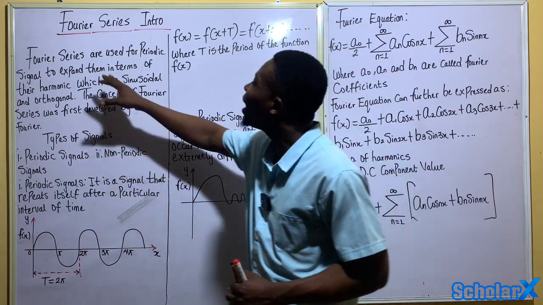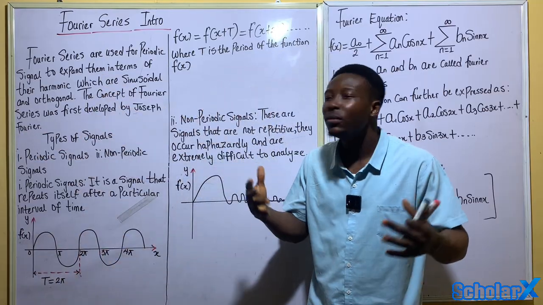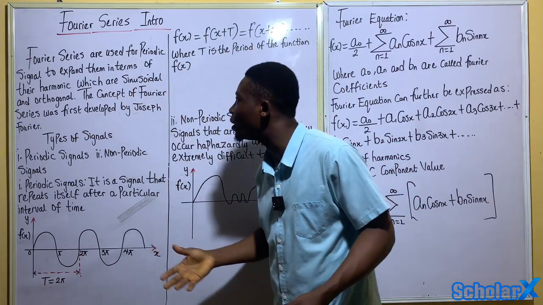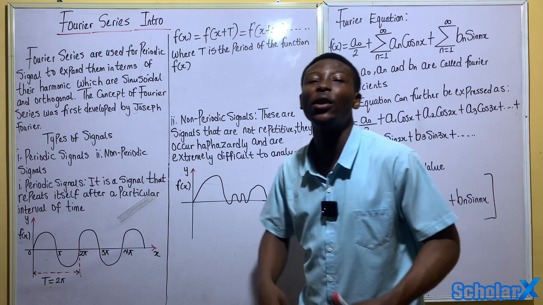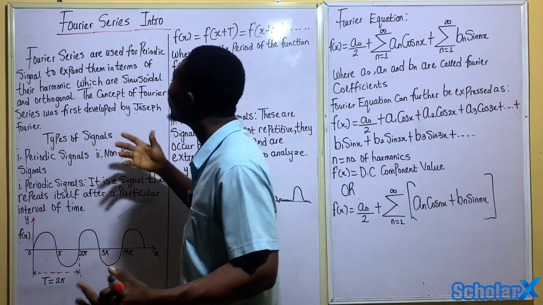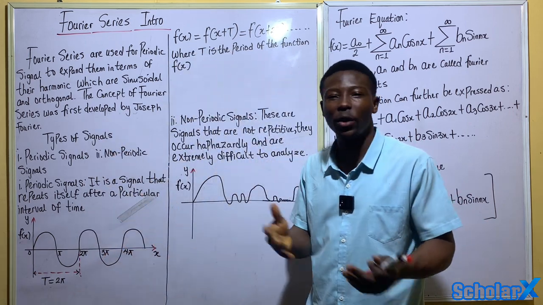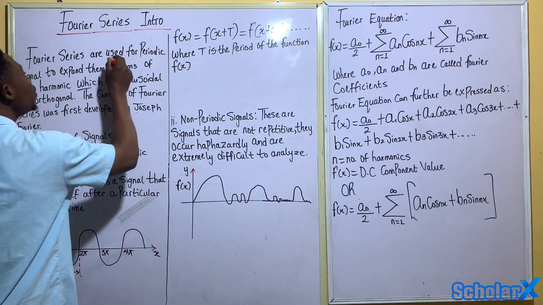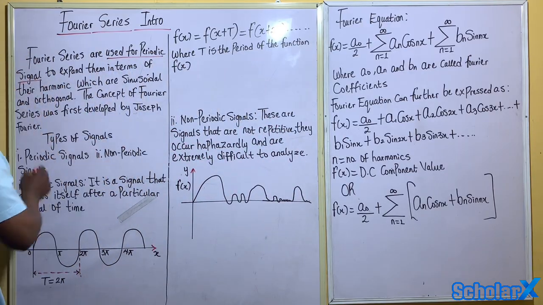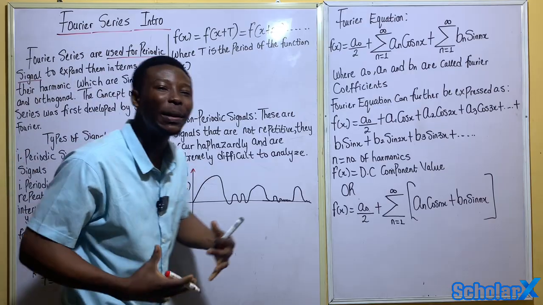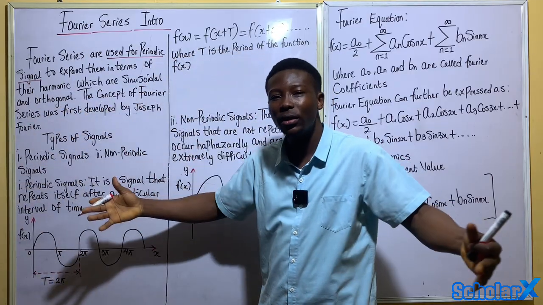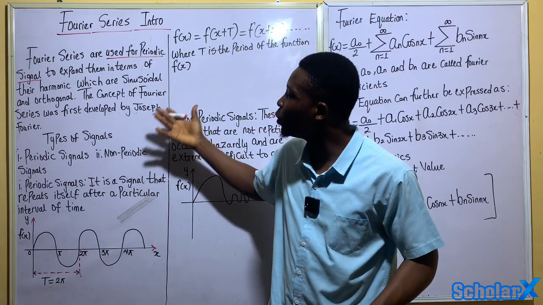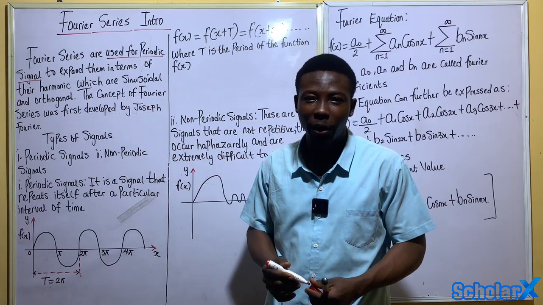Now, Fourier series are used for periodic signals to expand them in terms of their harmonics, which are sinusoidal and orthogonal. It says Fourier series are used for periodic signals to expand them in terms of their harmonics, which are sinusoidal and orthogonal, and the concept was first developed by Joseph Fourier.